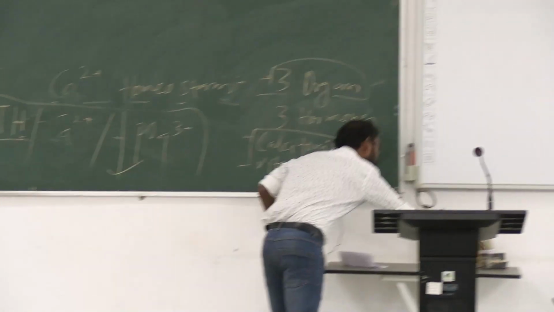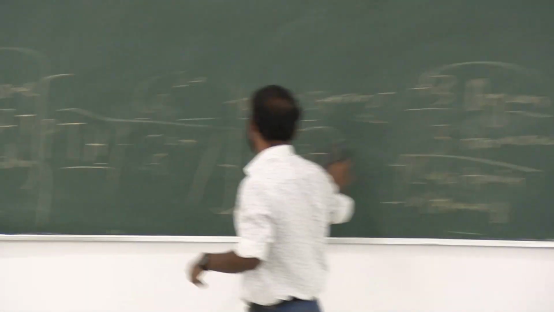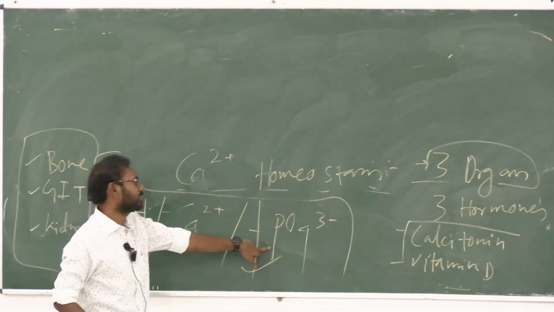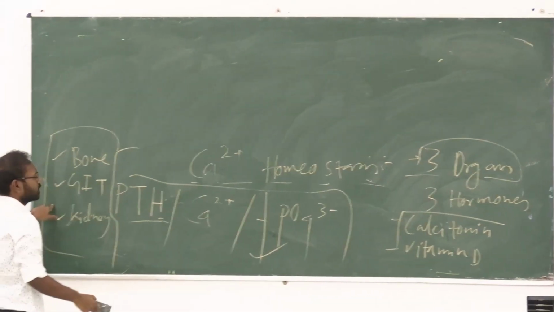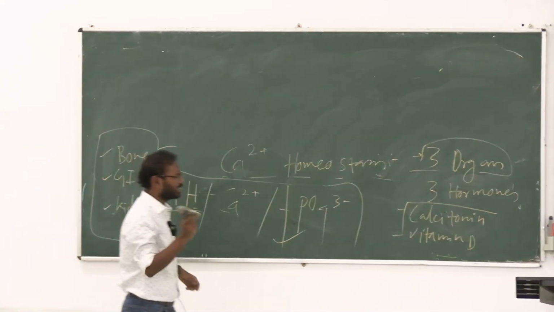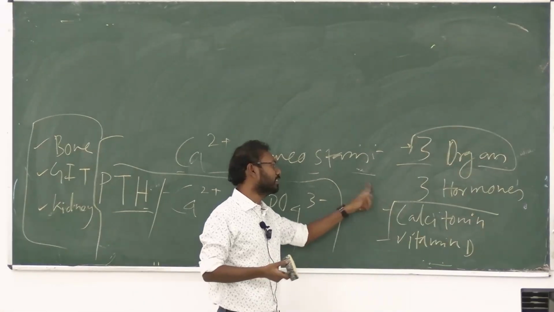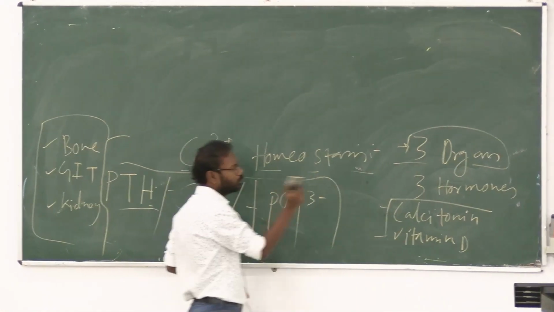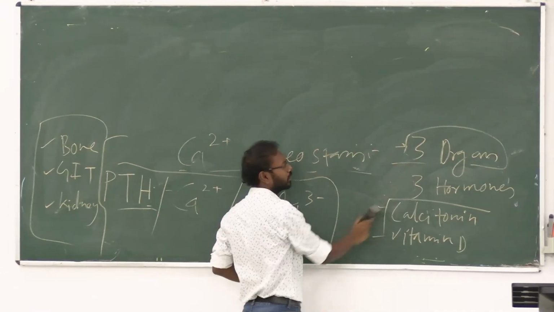Okay, so very simple, only 2 things we will relate, just like we related phosphate with all these 3 organs. We will also learn about the synthesis first, then actions of all 3 organs. So that's how our 3 organ and 3 hormone model will be completed.